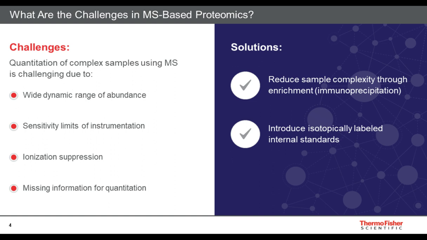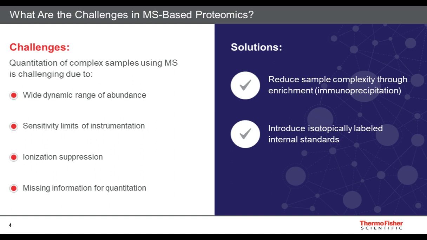There is also another effect we call ionization suppression, where abundant species will mask the identification of low abundant species. And when you are doing this with mass spectrometry, a lot of times you get missing information for quantitation. So it is very important to design the experiment with the solutions outlined here, where reducing the sample complexity makes it more palatable and easier to quantify.